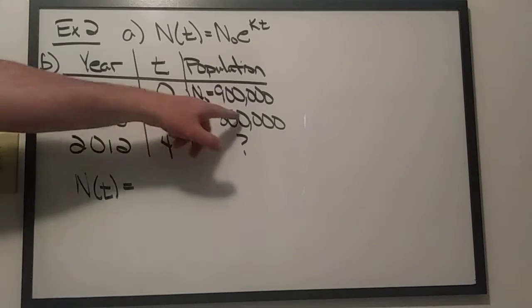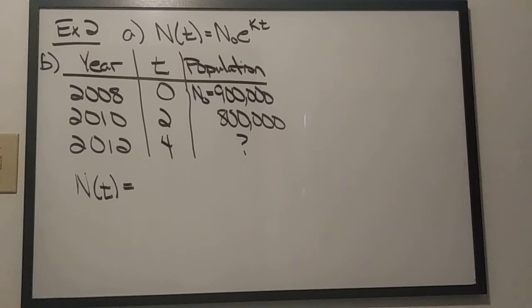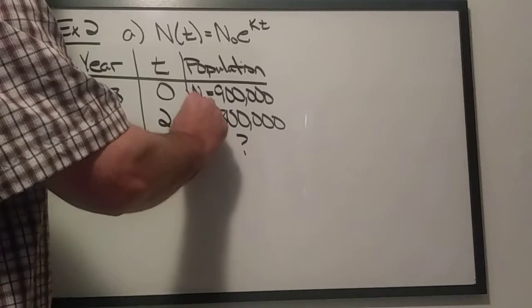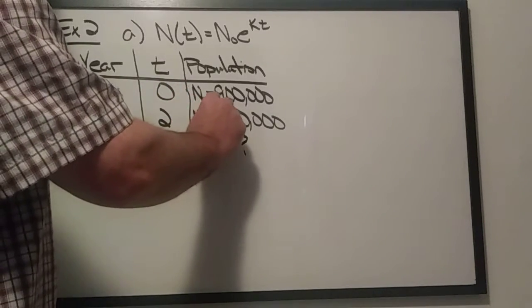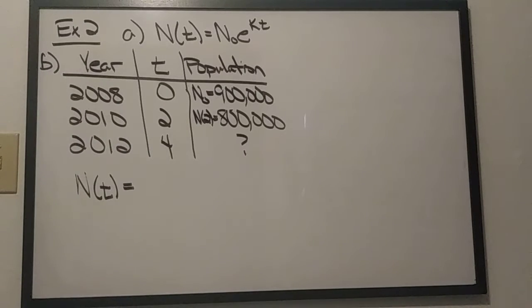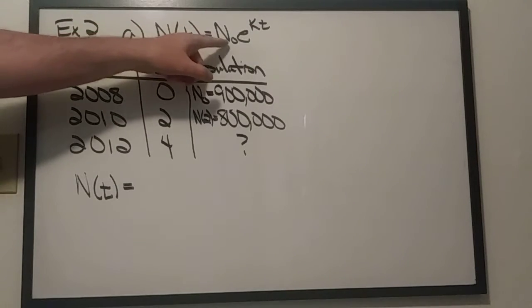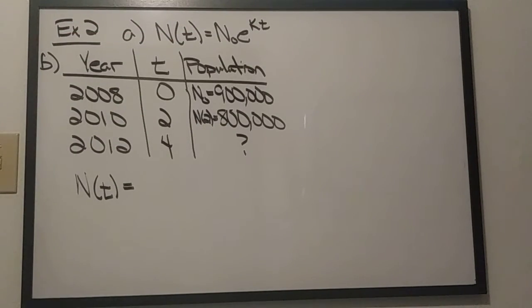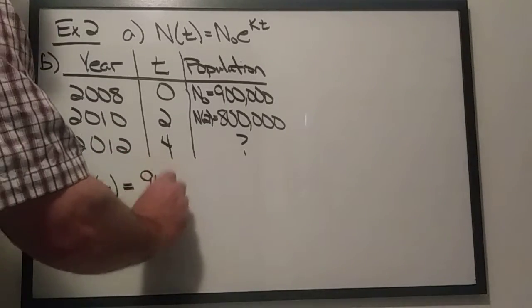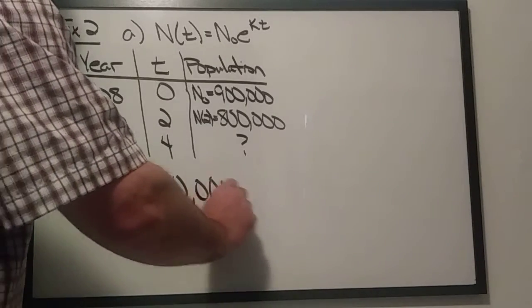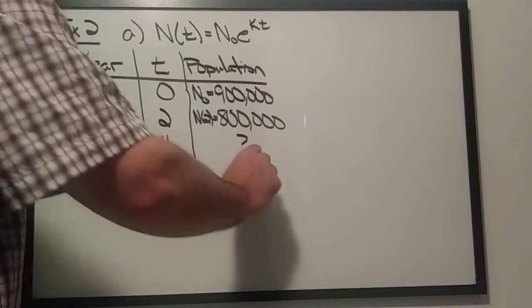Next, 800,000. Well, that is going to be the population associated with a t value of 2, so this is going to be N of 2. Okay, let's see what we can do with those two pieces of information then. I know my general formula is N of t is equal to N sub 0. Well, N sub 0 is 900,000, so we're going to have 900,000 e to the kt.